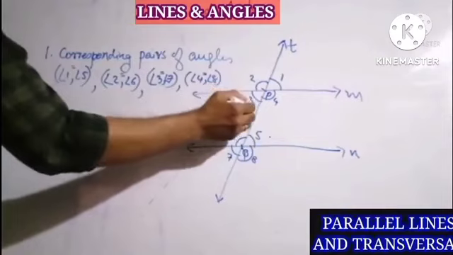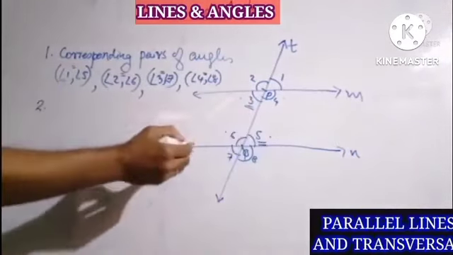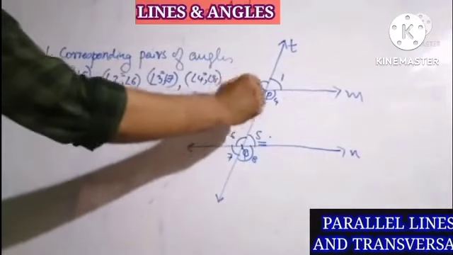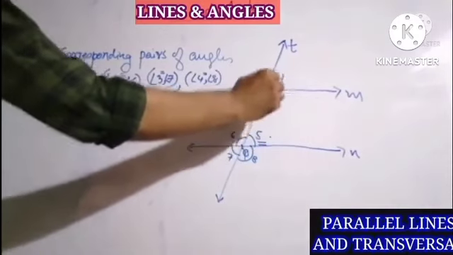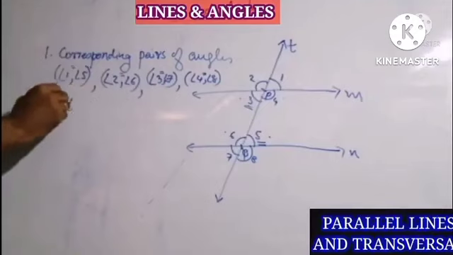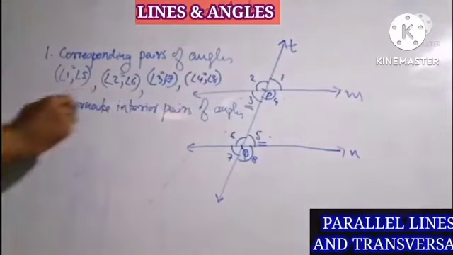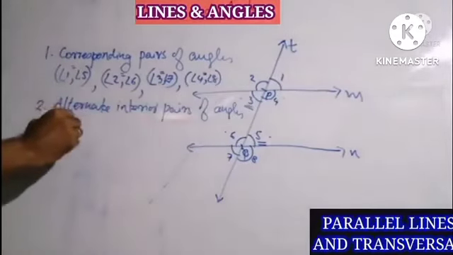Consider angle 3, which is the alternate interior pair of 3 here. This is the alternate pair, not the same side. It is the alternate side, like an X. The second pair is called alternate interior pairs of angles.